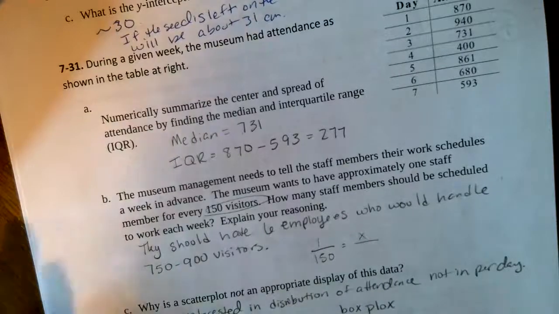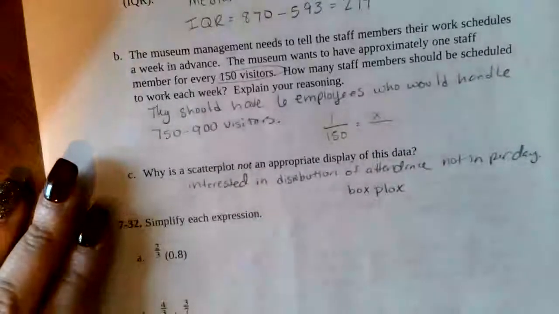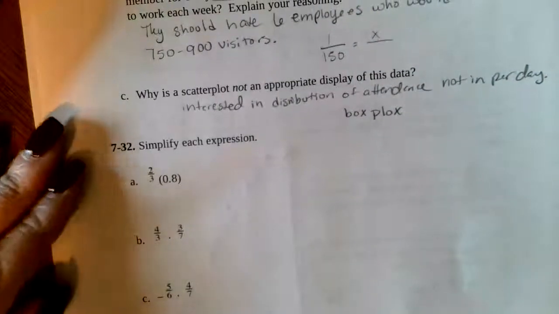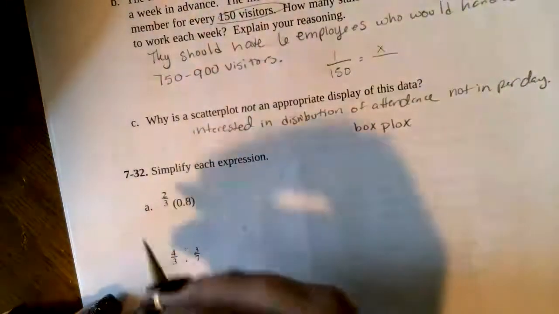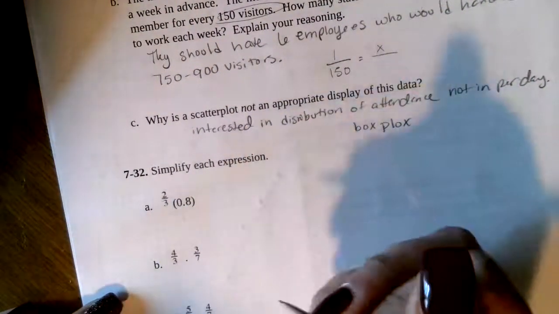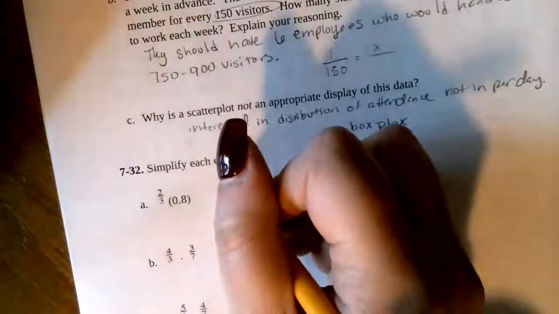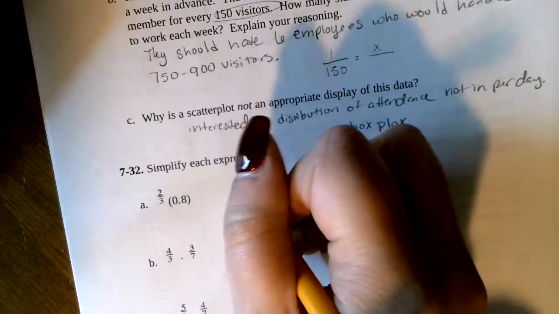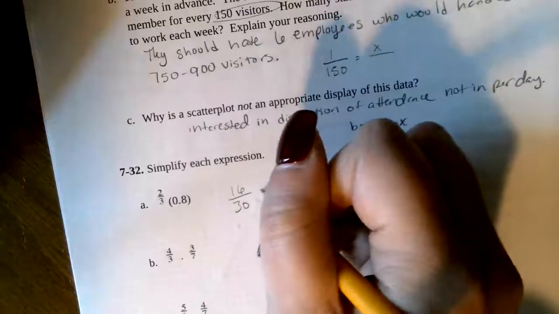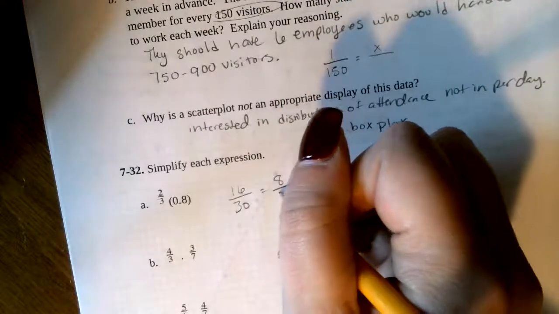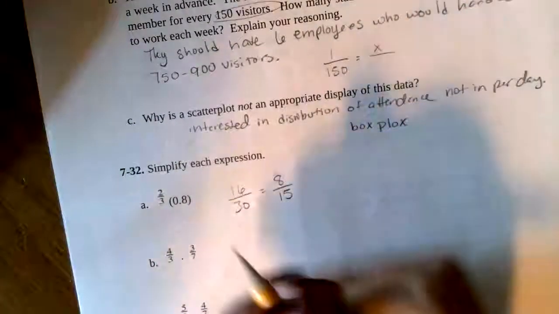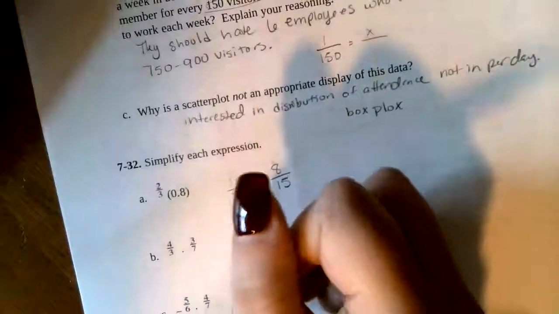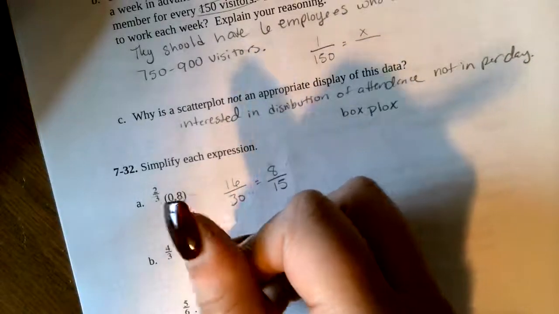All right. Next up, for 32, we are simplifying each expression. These are pretty simple. You can just plug these right into your calculator. That's basically what I would suggest because we're just multiplying, remember, for these two. So when I plug that in, I'm getting 16 over 30, which I know can be simplified to 8 over 15, right? When I multiply this and simplify, I'm getting 4/7.